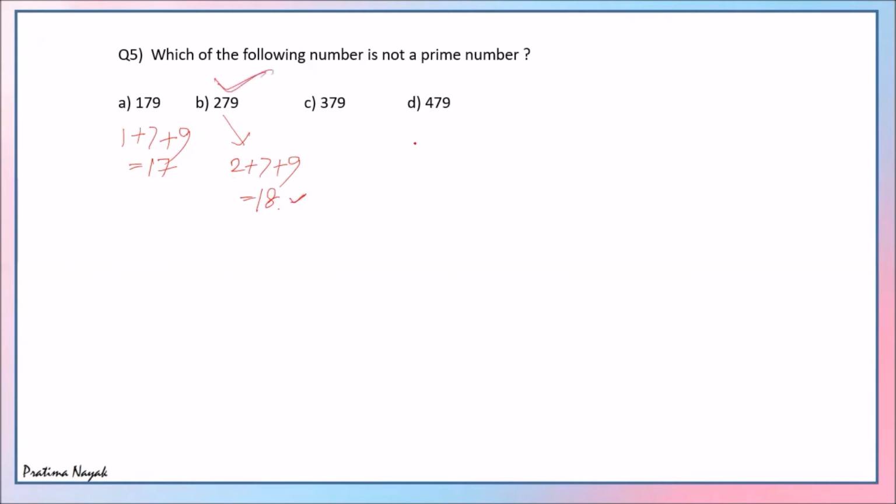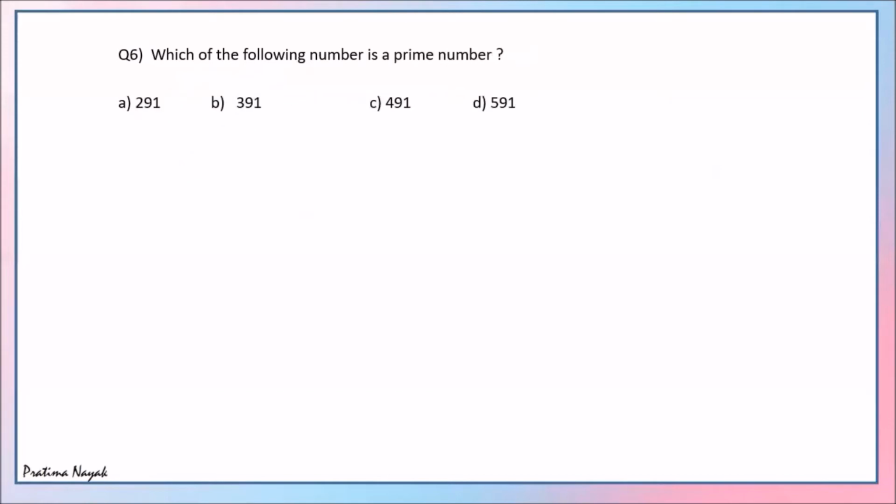Can you guess what will be the next, which will be not a prime number? It will be 579. All these are prime numbers: this is a prime number, this is a prime number, this is a prime number. Next, which is not a prime number, is 579, because 5 plus 7 plus 9 will be 12 plus 9, 21. So again, it will be a composite number. So in this way, you can analyze and you can develop your skill. So 279 is the answer, which is not a prime number.